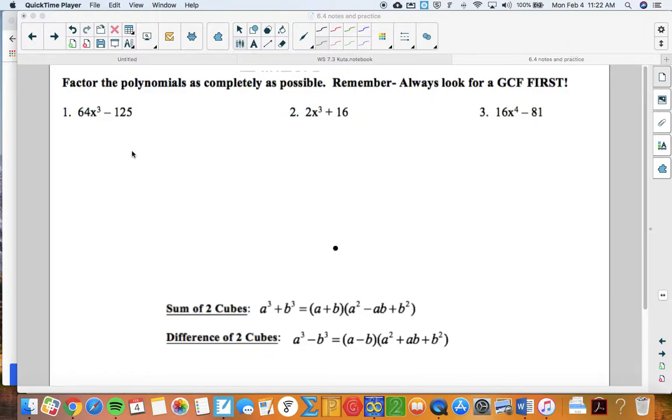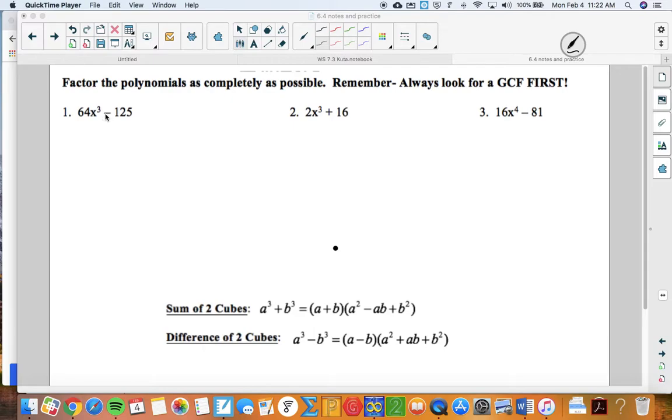Hey everybody, we're practicing factoring here. So remember, the first thing you'll do is take out a greatest common factor if one exists. And number one, I don't see a greatest common factor. That's too bad. So if we only have two terms in the polynomial that we're trying to factor, we're going to think difference of squares or difference of cubes or sum of cubes.